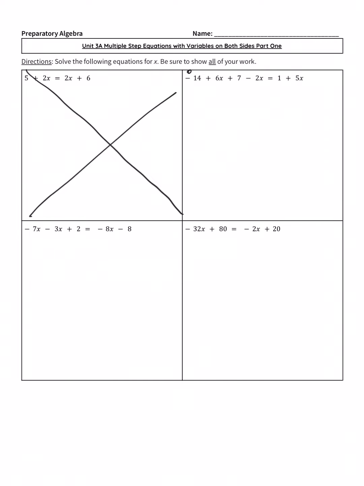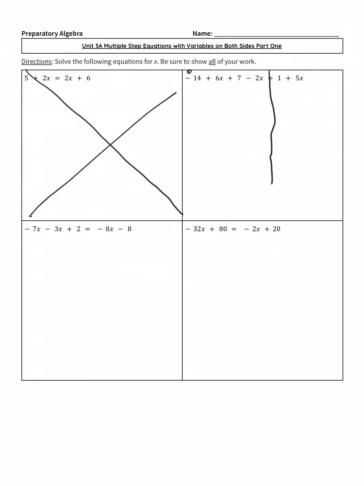Okay, so the first thing we need to do is draw a line down our equal sign. Next, we combine like terms on each side of the equation. I can see over here there are no like terms. I have a constant and an x. Over here, I have two constants and I have two x's. So I have like terms on this side.